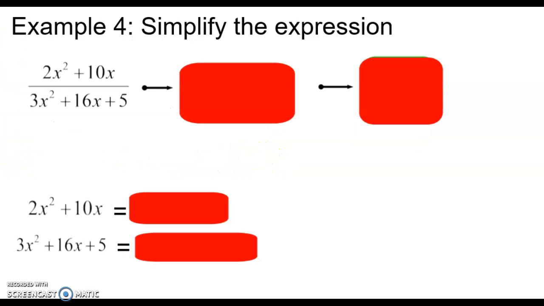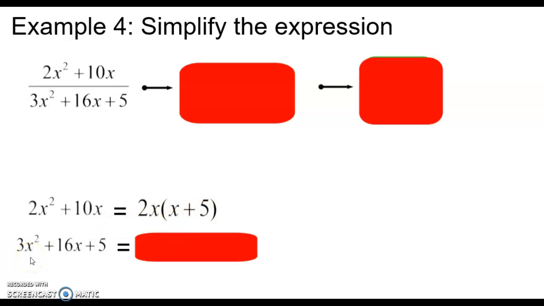And for our final example, example 4, we're going to simplify again. We need to factor the top completely and factor the bottom completely. Looking at that numerator, 2x squared plus 10x, the first thing I see is a GCF. Between a 2 and a 10, I can take out a 2. Between an x squared and an x, I can take out an x. So my GCF here is 2x, and then I'm left with x plus 5.